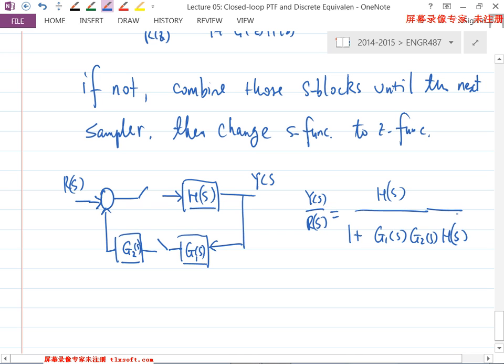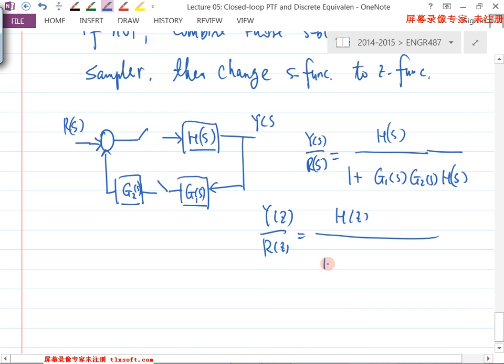Okay, so what's the closed loop impulse transfer function? There is an impulse sampler here, and there is an impulse sampler here. So if you look at this block right here, I can change that to Z because there's nothing else but H of S here. So what do we do with this portion, basically?